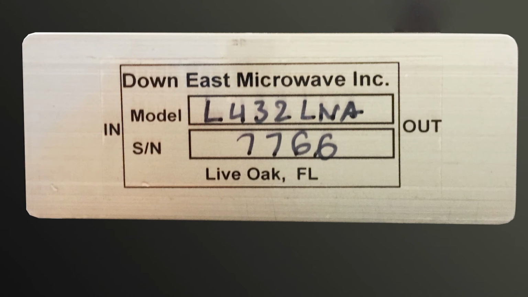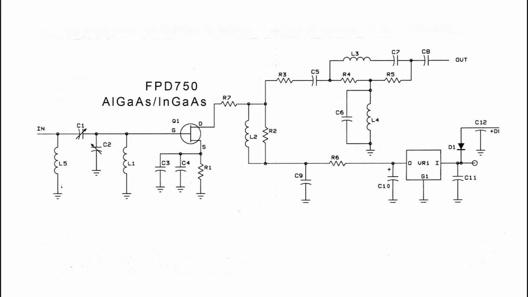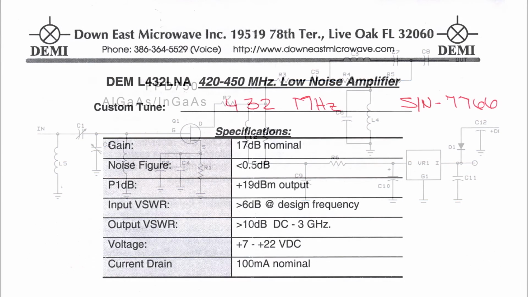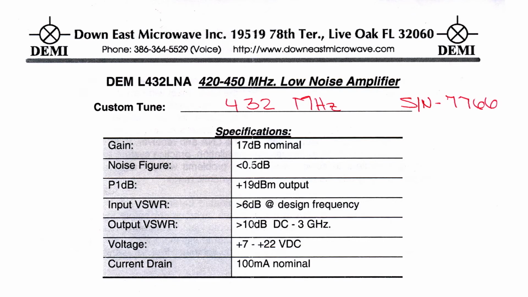Now we're going to look at a low noise amplifier from Down East Microwaves. It's a model L432LNA and uses an FPD 750 high electron mobility transistor made from aluminum gallium arsenide, indium gallium arsenide. This amplifier works from 420 MHz to 450 MHz and is rated for a gain of 17 dB.